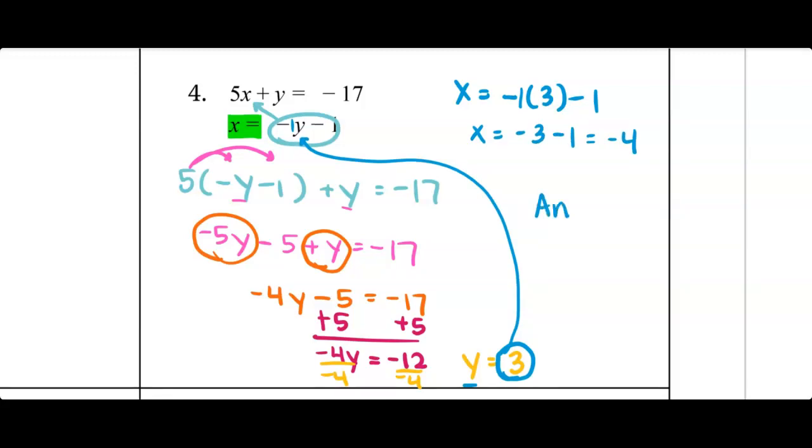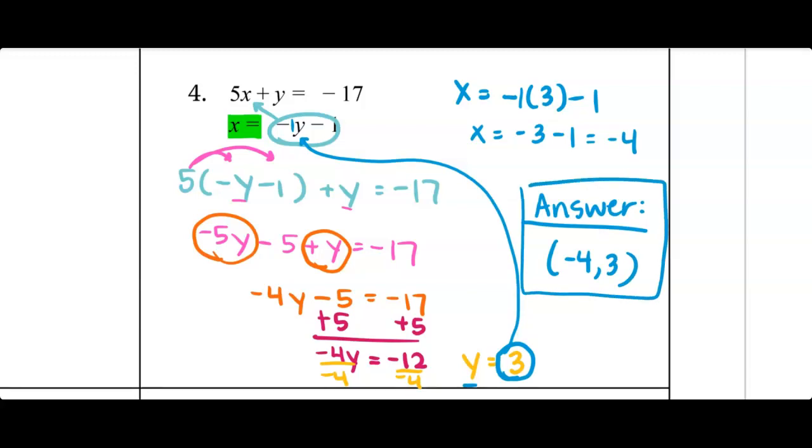So our final answer is going to be (negative 4, 3). Even though I solved for 3 first, that was my y value. So it still needs to be second in my answer because that's where the y coordinate goes.